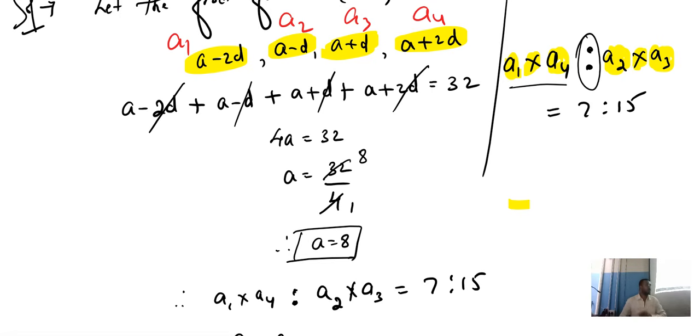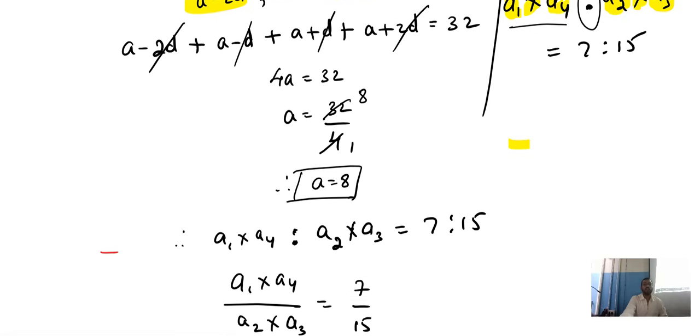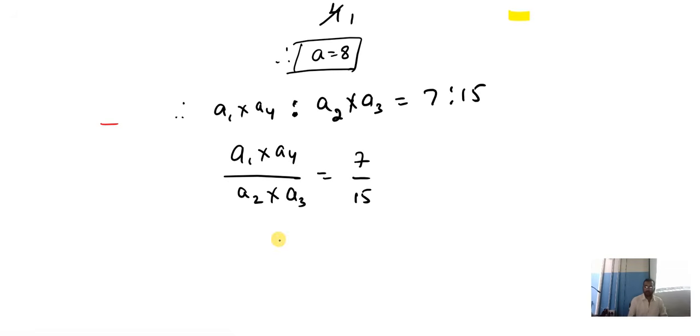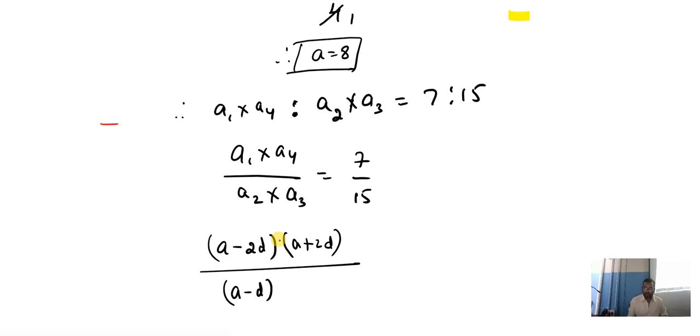Now substitute. Understood? Now can you tell me what is A1? A minus 2D. A minus 2D into A4, A plus 2D. Wow, something interesting we are getting. A2 is A minus D, A3 is A plus D, and the product is equal to 7 by 15.